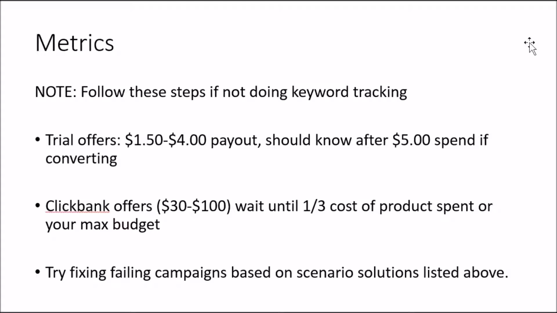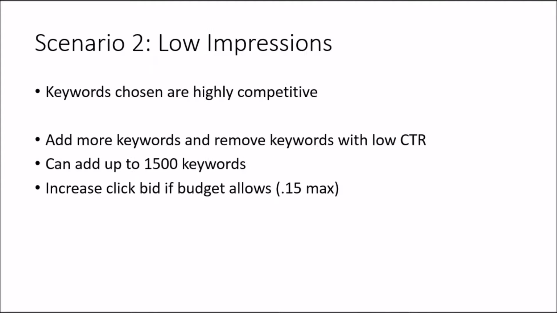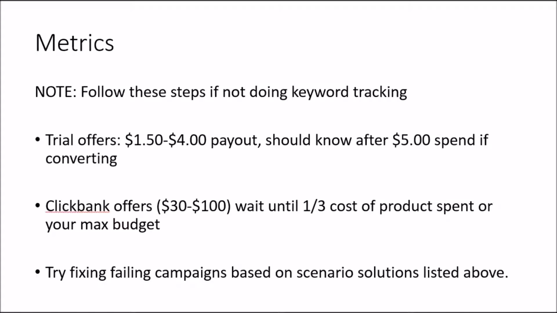For ClickBank offers, this is what I do: I go 1/3 the cost of the product spent as your max budget. So if it's a $30 payout on a ClickBank product, if I've spent more than $10, it's something I might want to reanalyze. Maybe I'll go to 15, but you want to look and see if you're getting clicks and what else is going on. Try to fix the failing campaigns based on the scenarios I gave above. I gave some ideas here for how to fix your campaigns. You want to try those before doing anything else. So that'll always help. Okay.